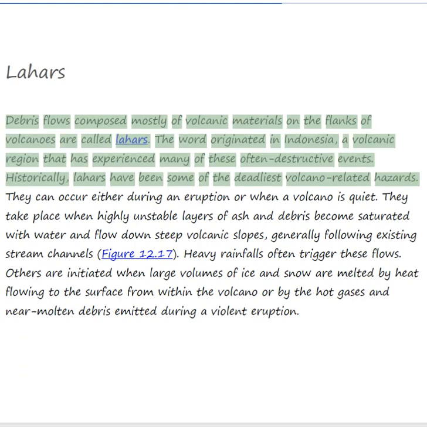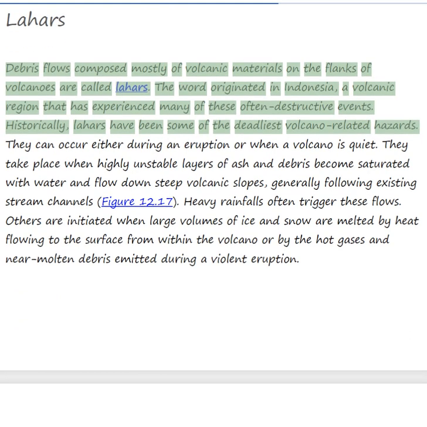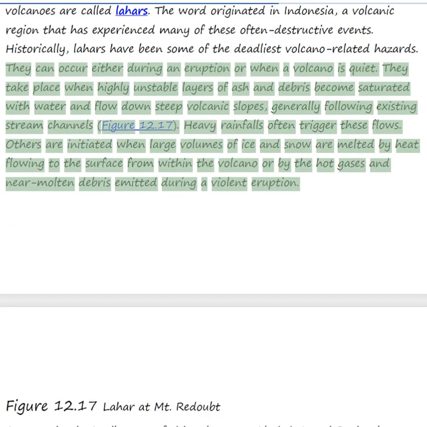Lahars. Debris flows composed mostly of volcanic materials on the flanks of volcanoes are called lahars. The word originated in Indonesia, a volcanic region that has experienced many of these often destructive events. Historically, lahars have been some of the deadliest volcano-related hazards. They can occur either during an eruption or when a volcano is quiet.